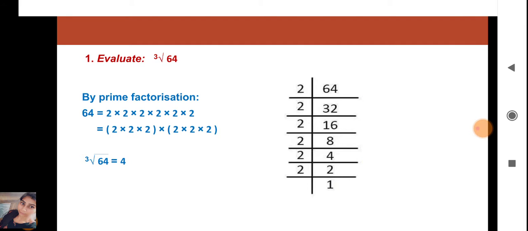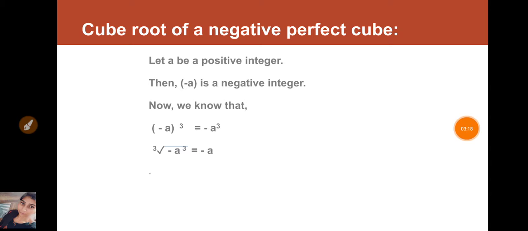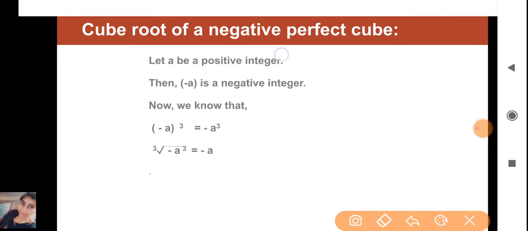Now let us see the second type of question. The next one is to find the cube root of a negative perfect cube. See, this is also the same, it's just that you'll have a negative number. So let us see what we mean by this. Let a be a positive integer, then obviously minus a will be a negative integer.